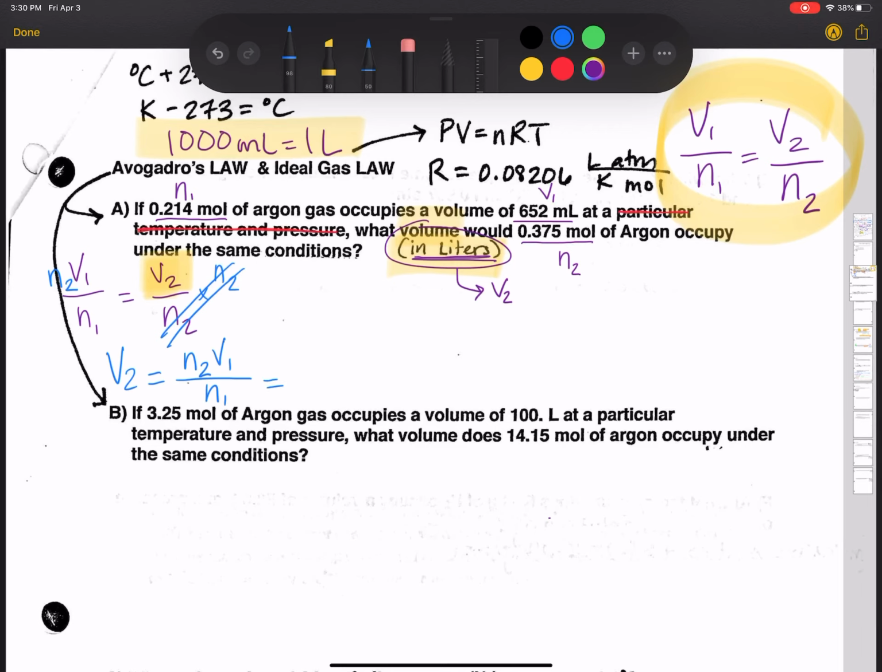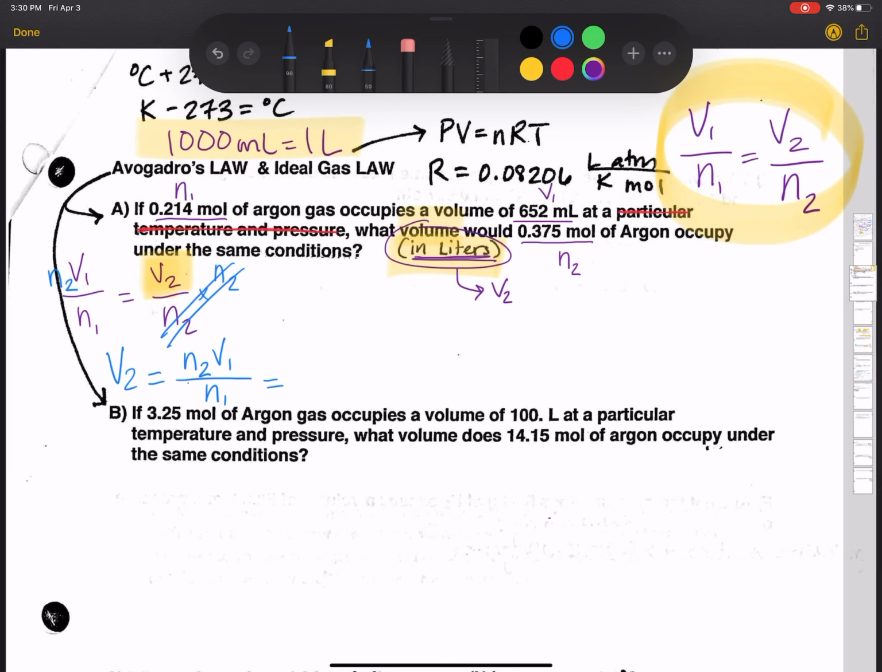Before I plug everything in, I need to make sure my units are all the same so that they all cancel. So clearly my moles are just both in moles. I wasn't given grams. I don't need to convert to moles. I'm all set with N1 and N2. My V1 is in milliliters, but my V2 that I'm solving for has to be in liters. So I know I'm going to have to convert milliliters to liters once I plug in V1.